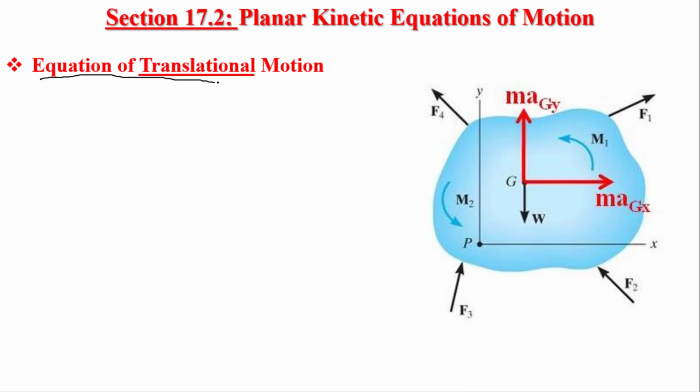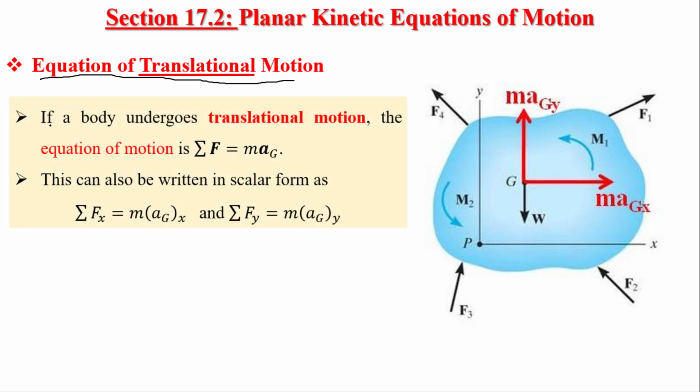So let's start first with the translational motion. If a body undergoes translational motion, the equation of motion is summation of force equals mass multiplied by acceleration. Notice that this force is a vector, bold, and this one is also a vector. This can also be written in scalar form as summation of force in the x-axis equals mass multiplied by acceleration in the x-axis, and summation of force in y equals mass multiplied by acceleration of the centroid in the y-axis.